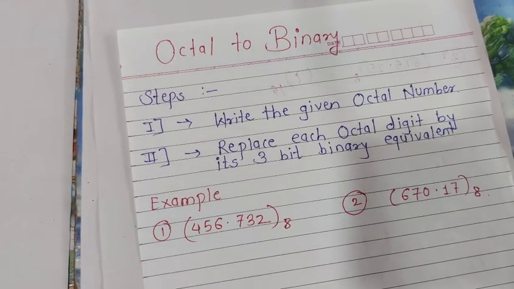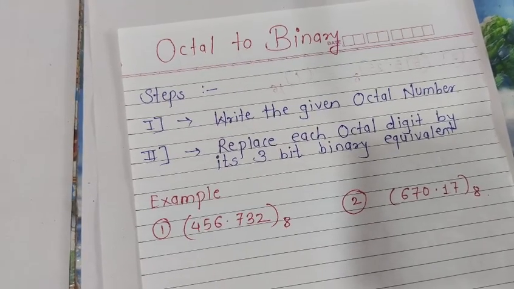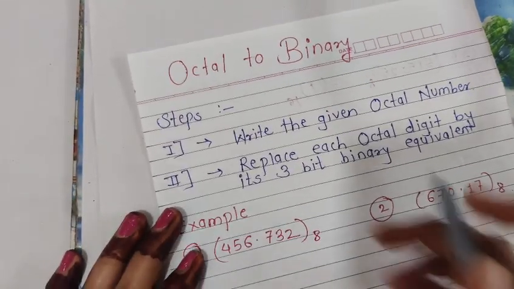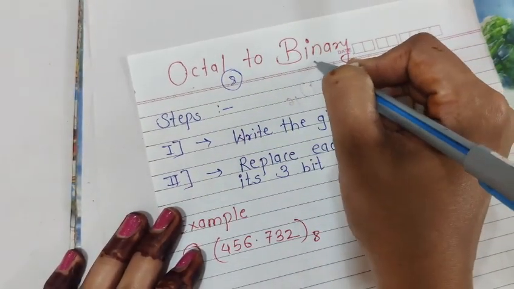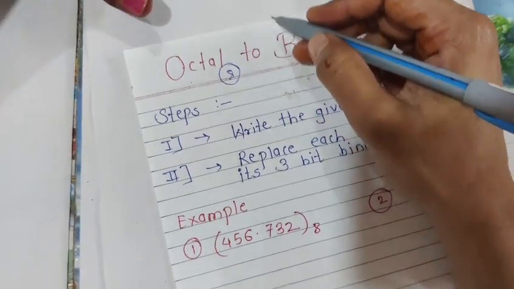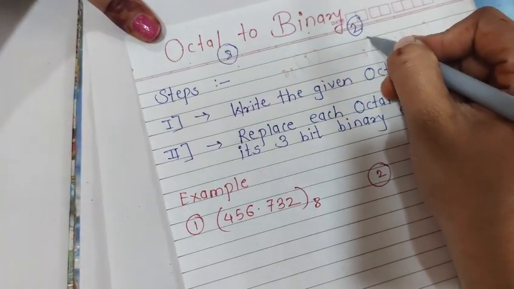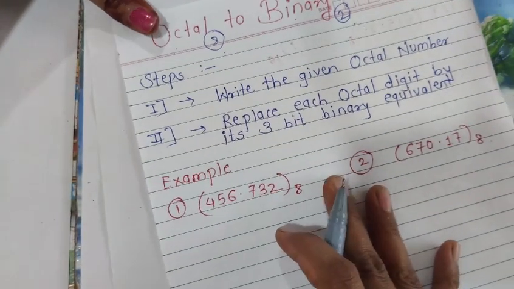In today's video, we convert the octal number system into the binary number system. So what is the base of the octal number system? It's 8, and the base of the binary number system is 2. So we convert this octal number system into the binary number system. Okay, let's see some steps.